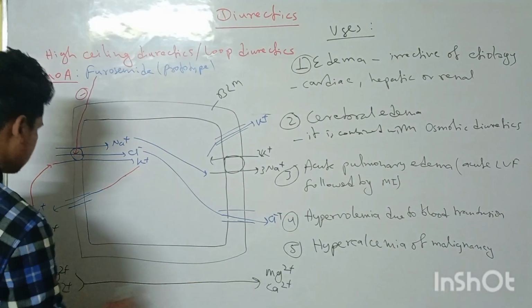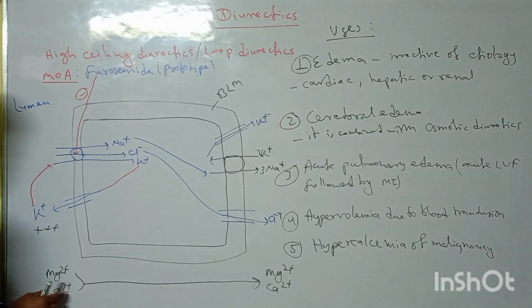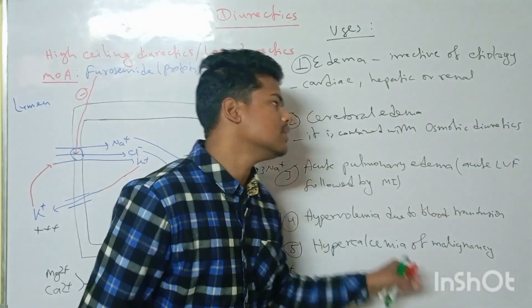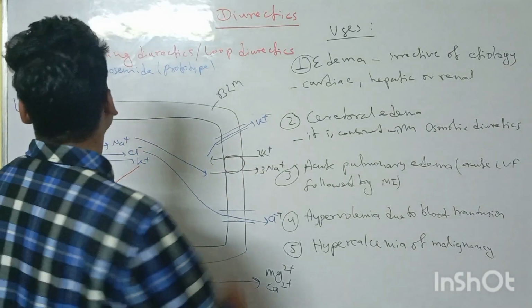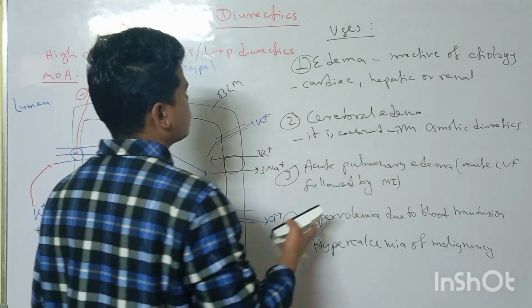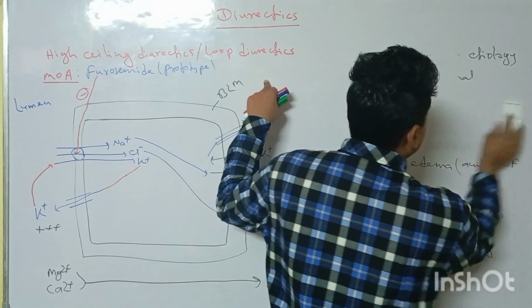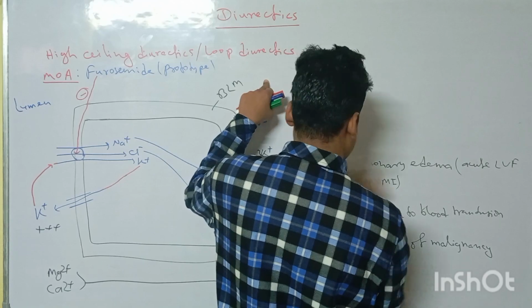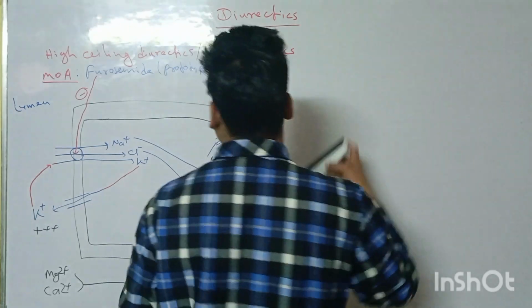So if this transporter is blocked, transport of these ions will also be inhibited. So these drugs can also be used in hypercalcemia of malignancy. There are many other uses also. You can follow the textbook. Again, from this mechanism of action, I will mention the adverse effects.